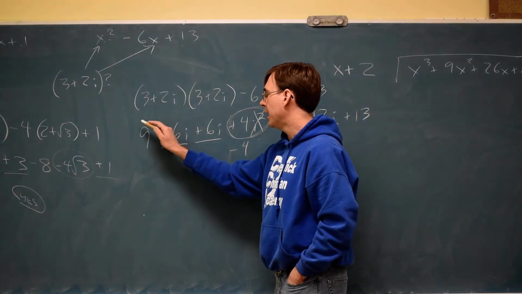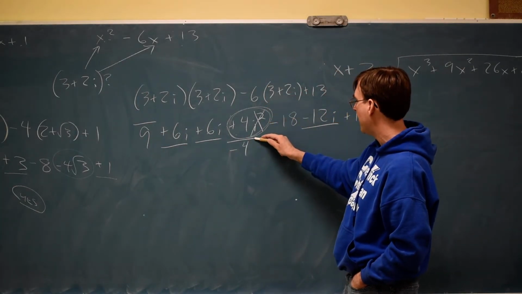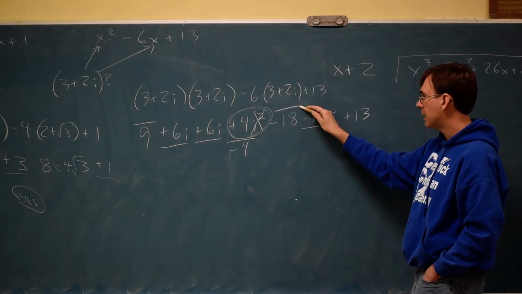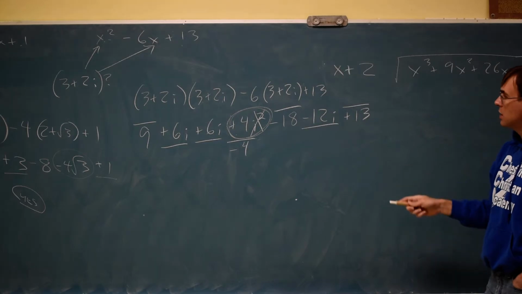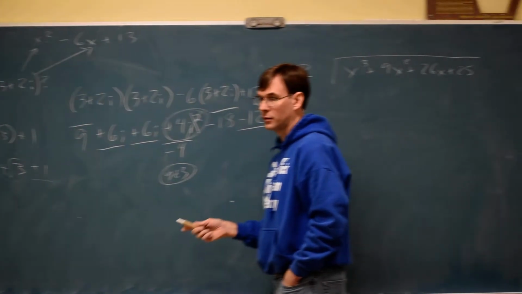There's a 9 minus a 4 is a 5. 5 minus 18 is negative 13. But a positive 13 offsets that and zeroes everything out, so that's a yes.